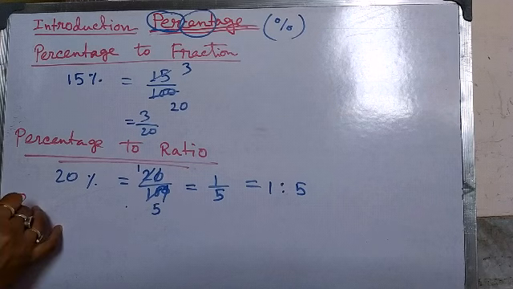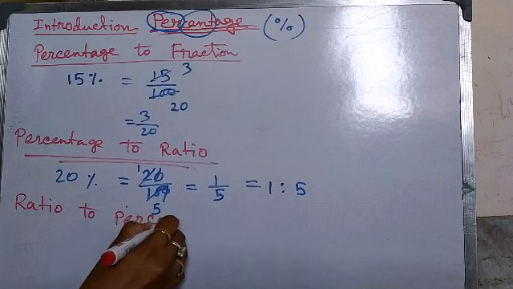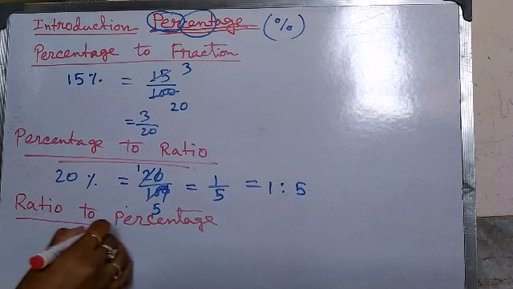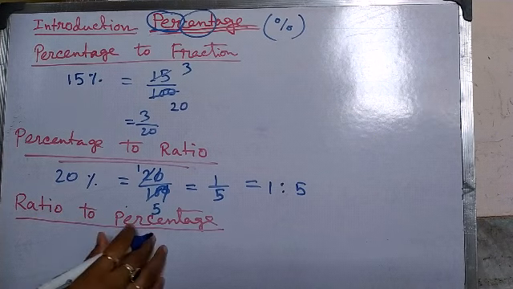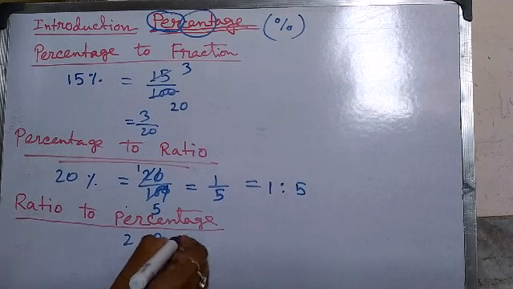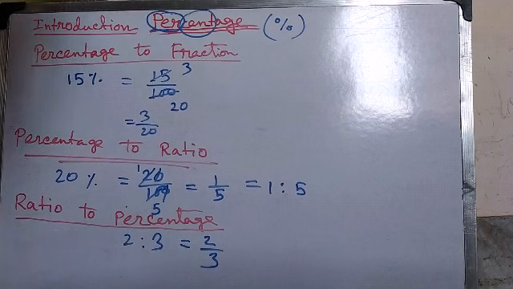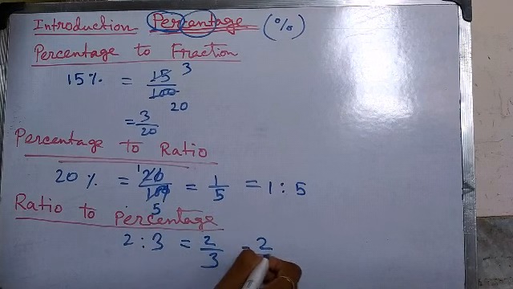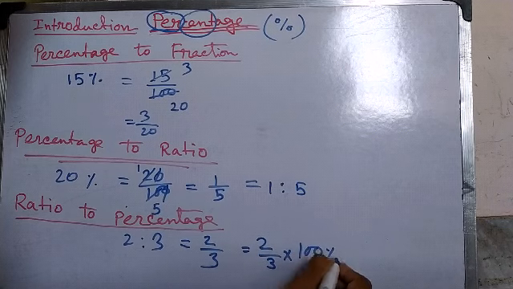Now ratio to percentage. How to convert ratio to percentage? Same thing. Suppose 2:3 is given, 2 is to 3. First, ratio to fraction we can convert, because in the previous chapter we learned it. 2 is to 3 means 2 by 3. After that, this 2 by 3 will be converted into percentage. Same process, it will be multiplied by 100%.